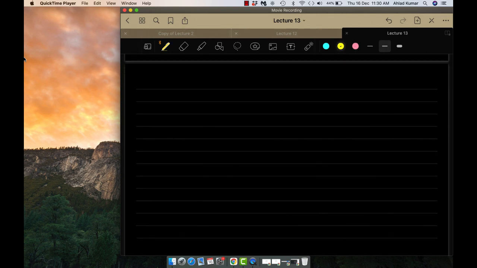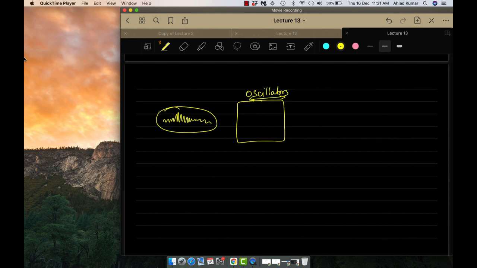Suppose you have a noise like this. These noises are actually random phenomena. So we have some circuits which we call oscillators. You can search Google on this and you will get to know. The beauty of oscillators is that they don't require any input. Normally, most of the circuits you will find in electronics design require inputs, but oscillators are the only circuits which do not require input. And why doesn't it require input? Because it works on positive feedback.